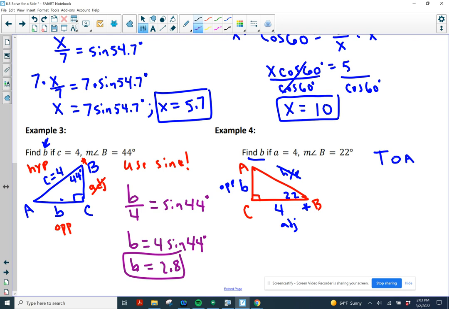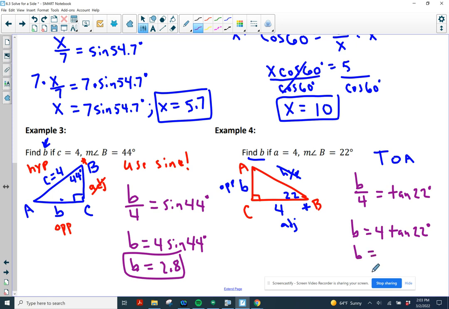So let me set this up with a tangent. Tangent of 22 degrees is going to equal a ratio. What ratio? Opposite over adjacent. It's right here, opposite over adjacent. Tangent is opposite over adjacent, so that's b over 4. And that's going to equal the tangent of 22 degrees. Okay? And then to solve that for b, we really just need to multiply both sides by 4. So we have b equals 4 times the tangent of 22 degrees.